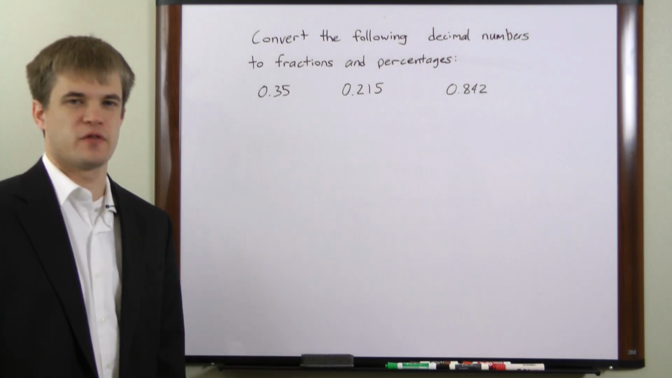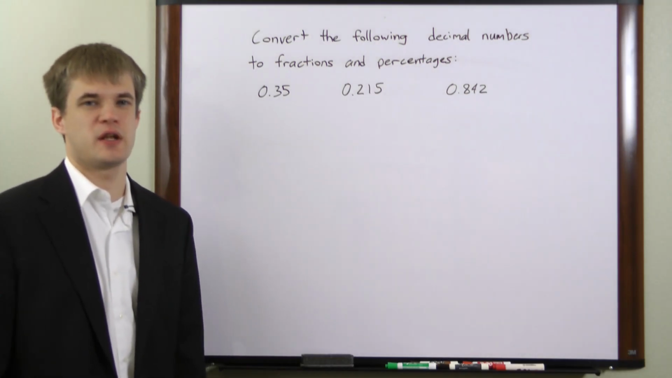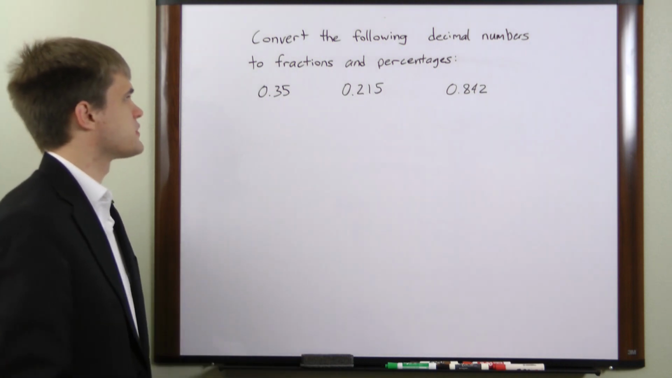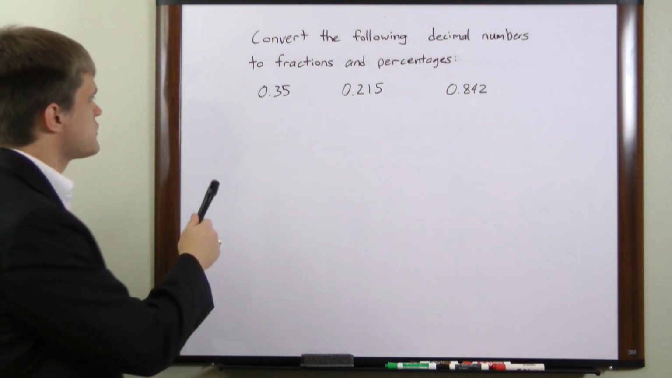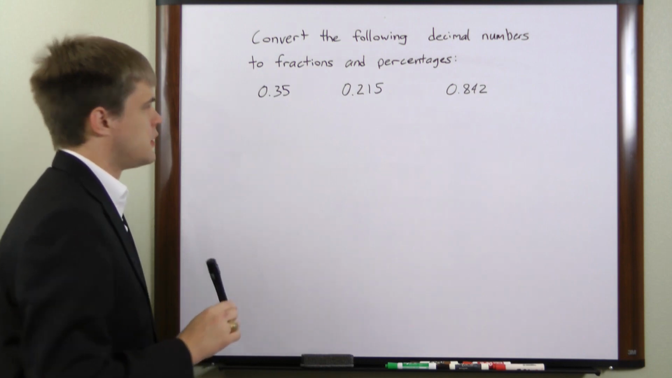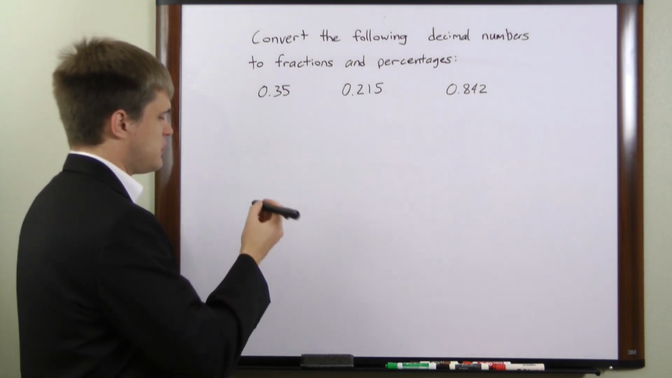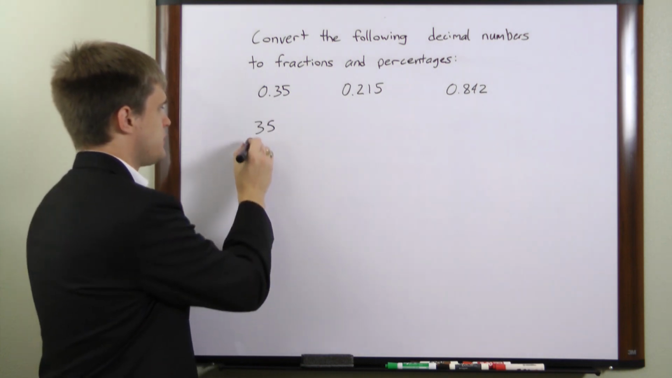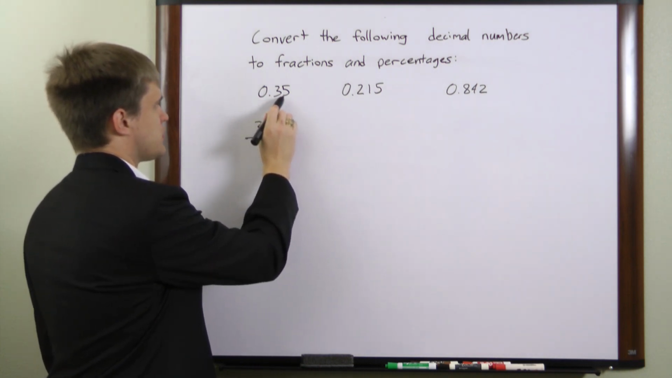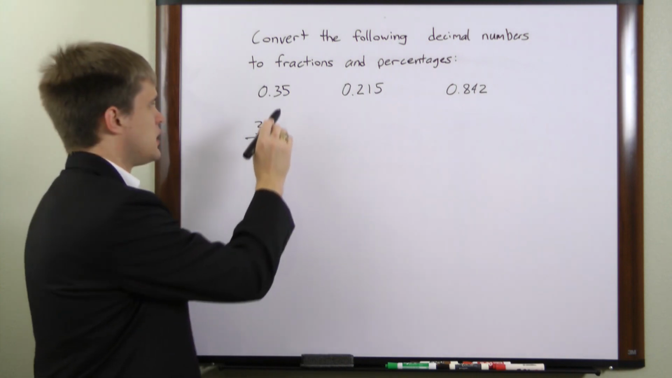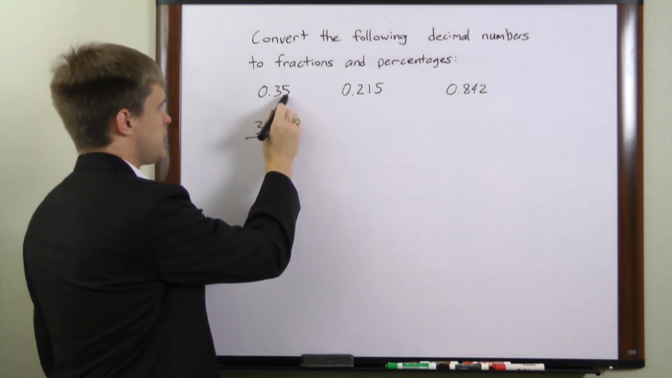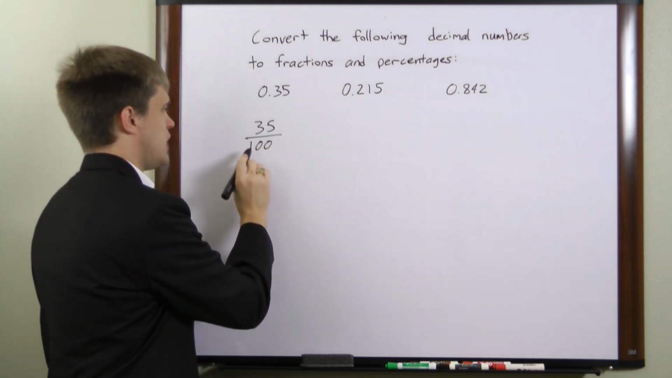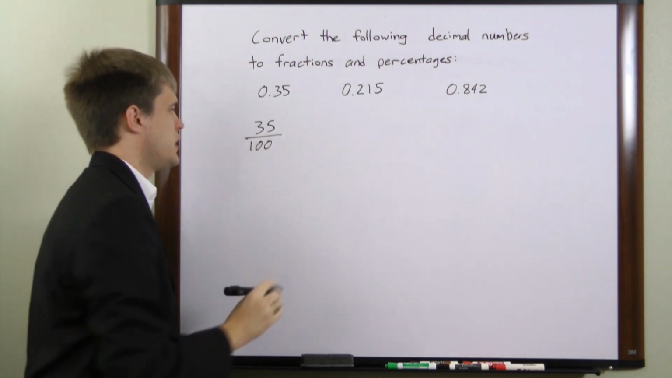The processes for converting decimal numbers to fractions and percentages are both fairly simple, so I'll demonstrate both on each of these examples here. First, we have 0.35. To convert 0.35 to a fraction, we'll write the 2 digits in here as the numerator, and we'll take a look at the rightmost digit. The rightmost digit is 2 decimal places to the right of the decimal, so we're going to write 2 zeros in the denominator. So we have 35 over 100.